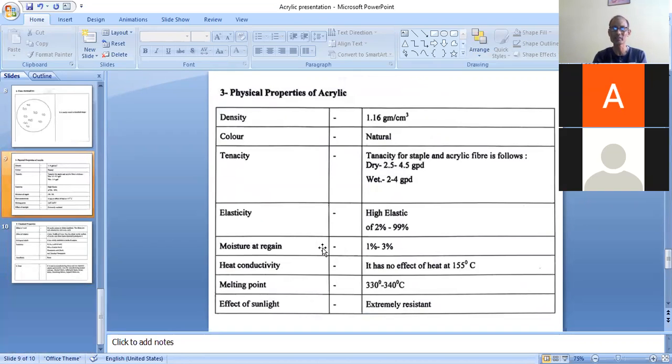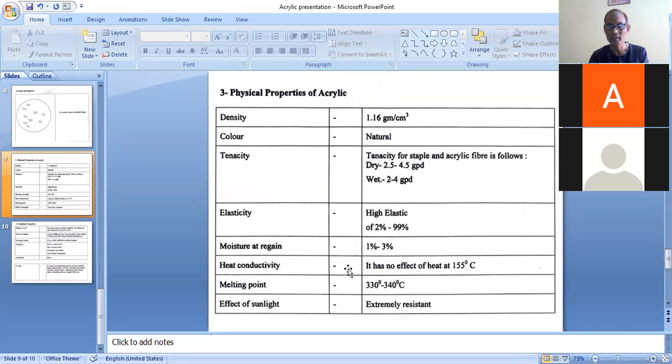Physical properties of acrylic: density is 1.16, so it is a low density, lighter weight fiber. Color is natural, meaning off-white or white. Dry tenacity is 2.5 to 4.5 grams per denier, whereas wet is 2 to 4 grams per denier. It is a highly elastic fiber, showing 99% elasticity at 2% stretch. Moisture regain at standard condition is very low, 1 to 3%.